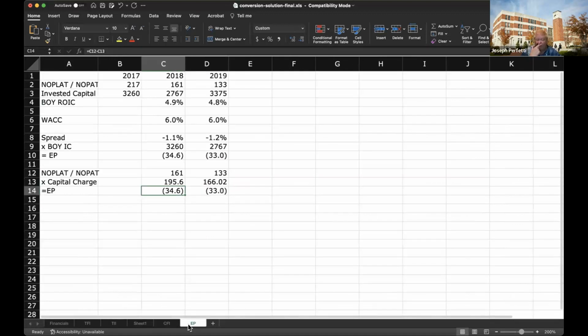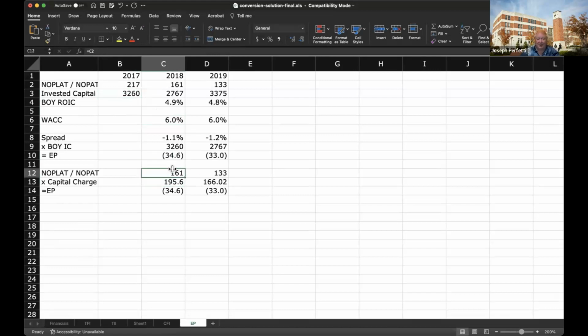And then the third statement, economic profit. Think of economic profit as a one-year NPV. Basically, in one period of time, am I creating or destroying value? So the simplest way to think about this is, how much capital do I have tied up in a business? What's my WACC? Capital times WACC is called the capital charge. So if I have 3.26 billion of invested capital, and I need to make 6% a year, 6% of 3.26 billion is 195.6 million.